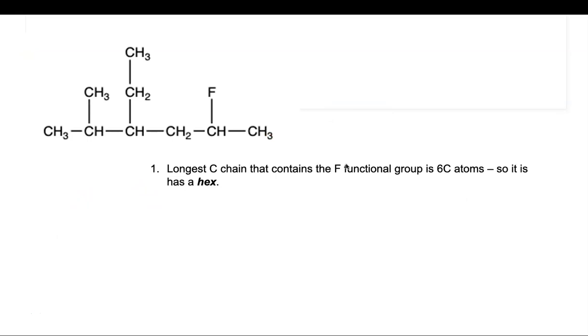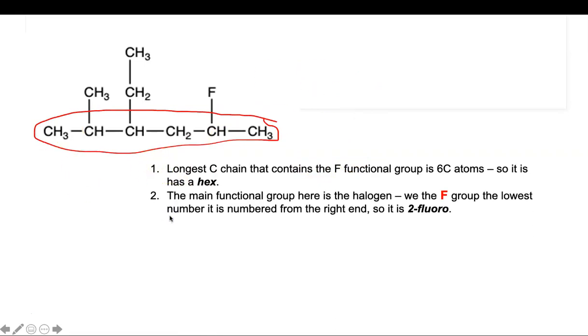Again, 1, 2, 3, 4, 5, 6. 6 carbons, so it's hex. There's your longest chain. The main functional group is a halogen, so it's a fluoro. We will put fluorine on carbon 2.